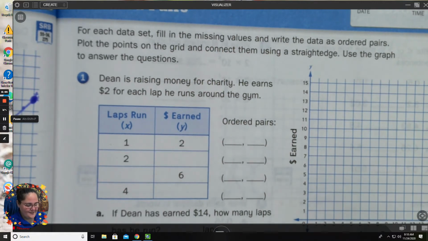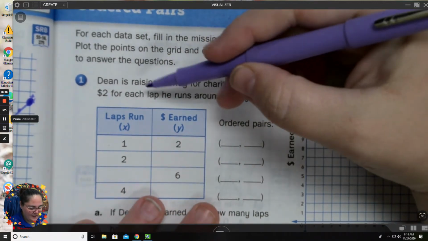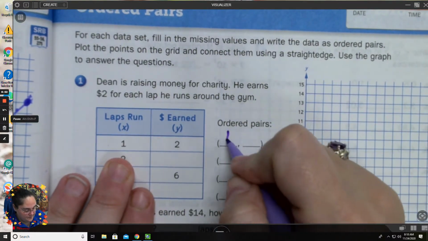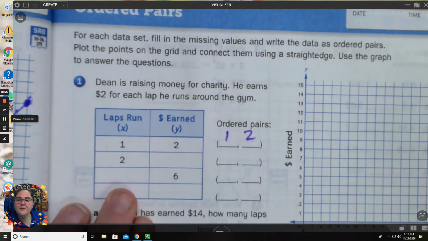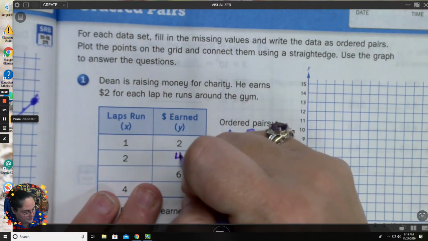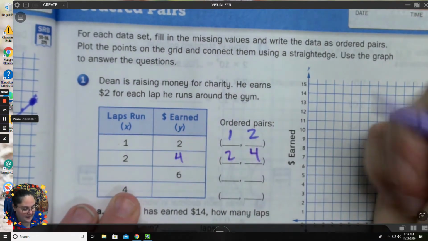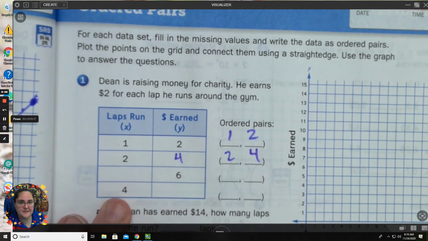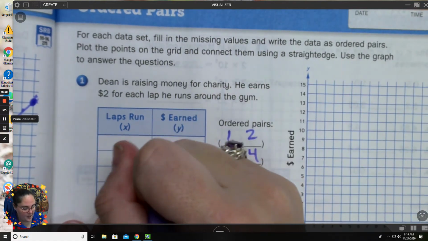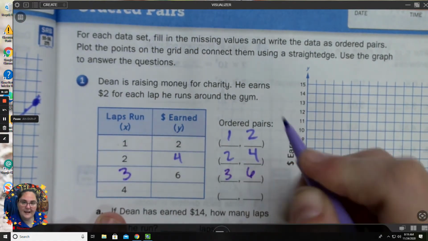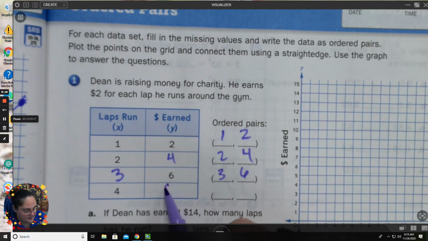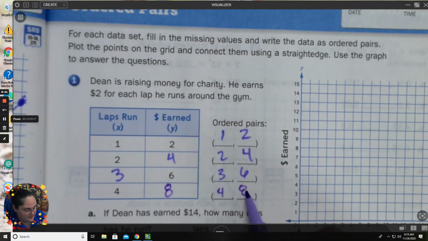All right, so Dean is raising money for charity. He earns $2 for each lap that he runs around the gym. So 1 lap, he gets $2. How much does he get for 2 laps? For 2 laps, he's going to earn $4. If he earned 6, how many laps is that? 2, 4, 6. That's 3 laps. Awesome. How much would he earn for 4 laps? I'm multiplying by 2, so 4 times 2 is 8. 4, 8. Time to graph.